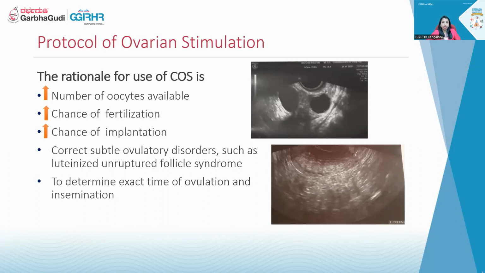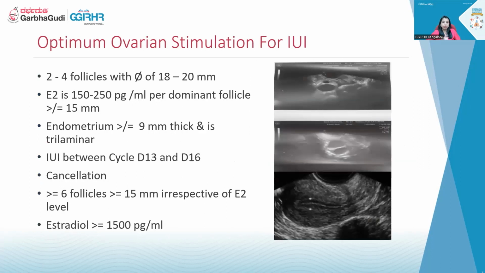So does that mean that I will increase the number as much as possible? No. There is an ideal scenario where we should have a number of oocytes. So the rationale is simple. It is to increase the oocytes available, increase the chances of fertilization and implantation. But at the same time, we should make sure that it is safe for the patient also.